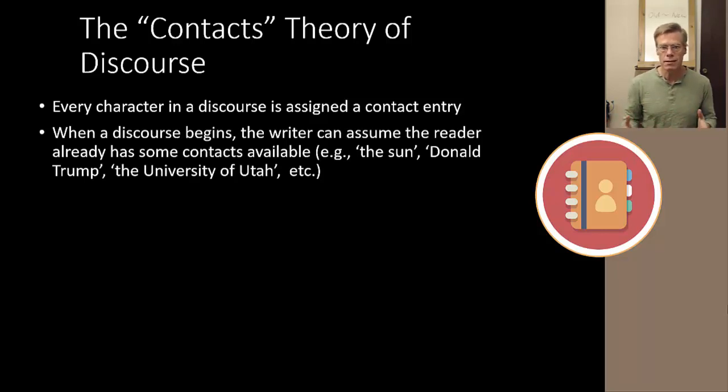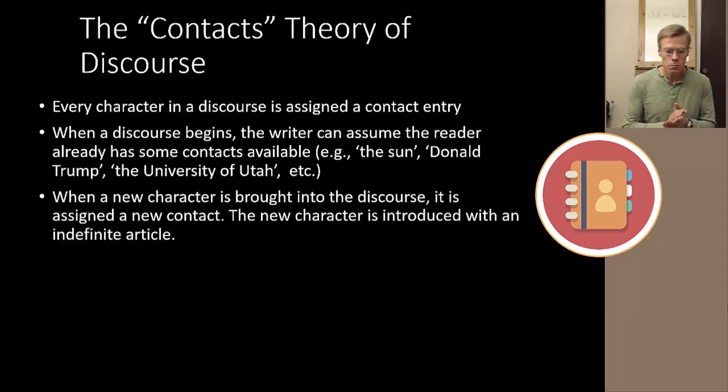When the discourse begins, the writer can assume that the reader already has some contacts available. For example, the sun. We're all familiar with the sun, or Donald Trump, or the University of Utah. Or we can take it for granted that the reader is aware of the writer's existence. So they already have a contact entry for the writer. And of course, the reader is already familiar with himself, so they've got a contact entry for you.